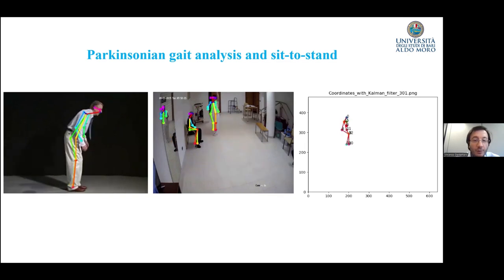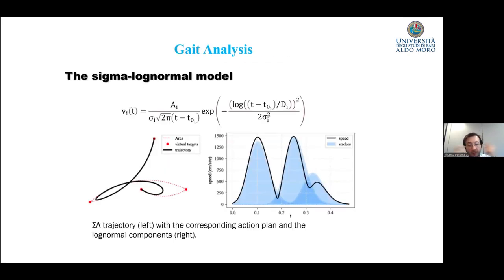First of all, I want to introduce you to the model that we used, which is called the sigma log normal model. In order to describe the patterns of a neurodegenerative disease, gait in this case, or the sit to stand, in addition to standard features that could be extracted, such as the velocity, the displacement, the acceleration of all the body joints coordinates, we also used the kinematic theory of rapid human movements and its sigma log normal model.